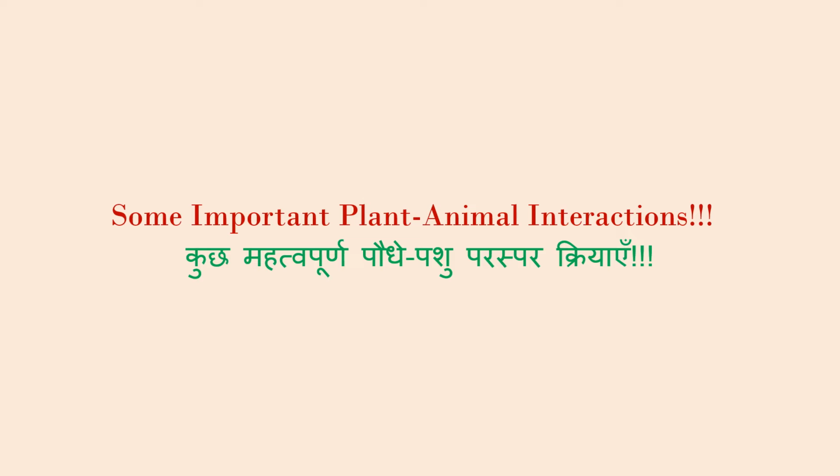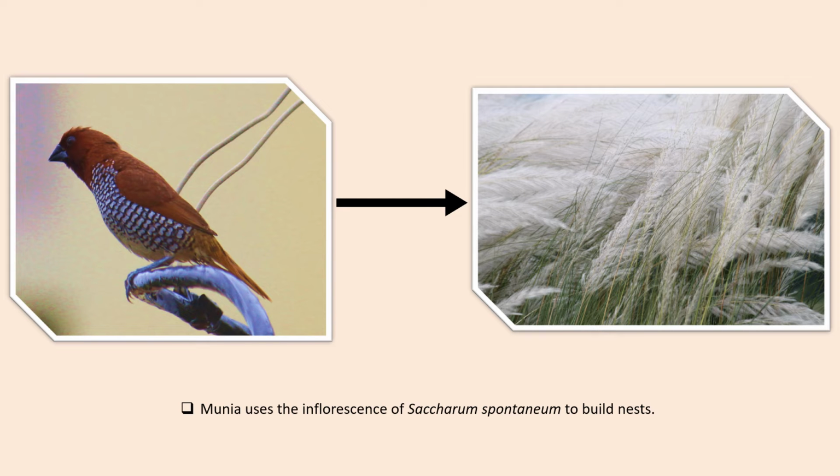Now we will discuss some important plant and animal interactions that we saw during our study. The first one is the interaction between a bird named scaly-breasted munia and a grass species that is Saccharum spontaneum. Here the munia uses the inflorescence of this grass to build nests, and also they feed on the grains of the grass.